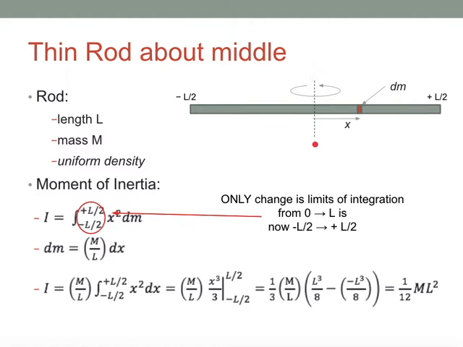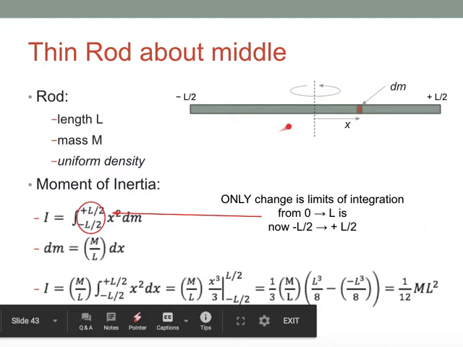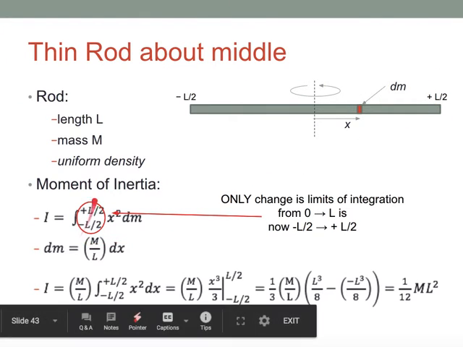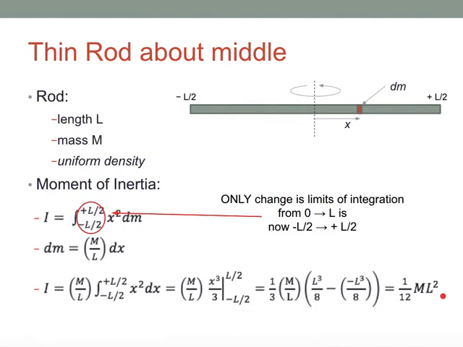If we spin it around the middle, everything is the same except for the limits of integration, because we have the same sort of dm and the same formula, x squared dm, and the only difference is now we're going from one end at minus L over 2 to the other end at plus L over 2. Everything is the same except now we're evaluating it at plus and minus L over 2. A little bit of algebra then gives us the 1/12 ML squared.